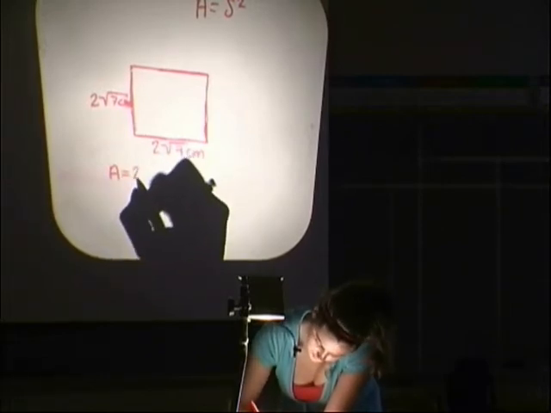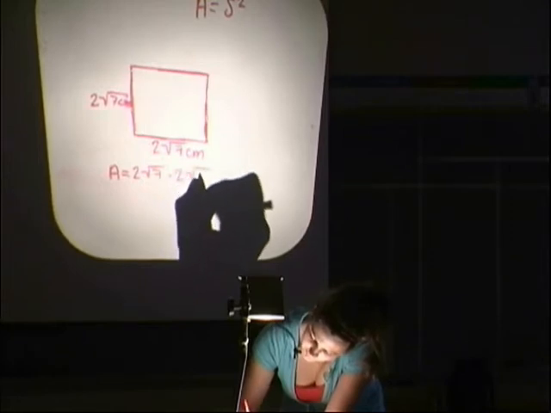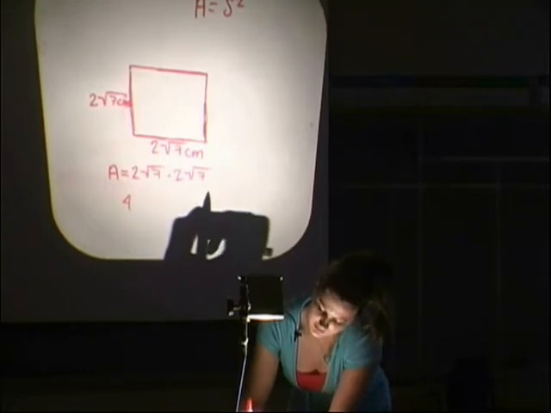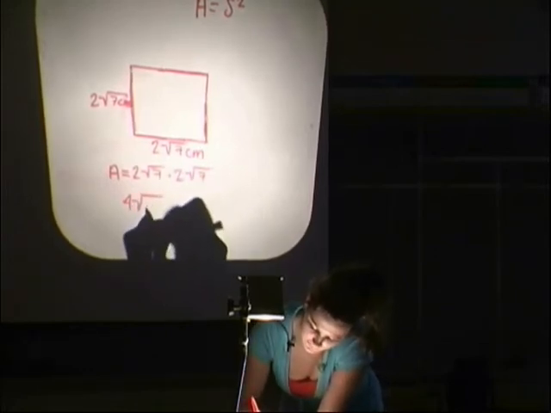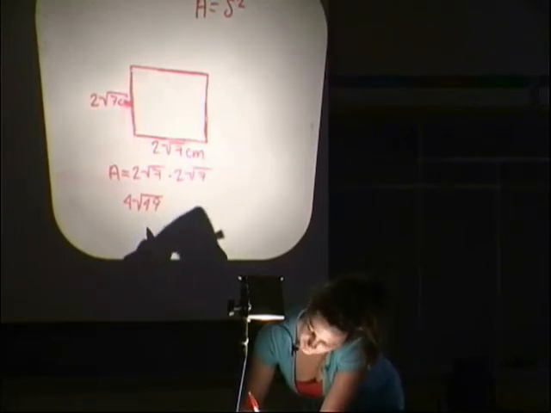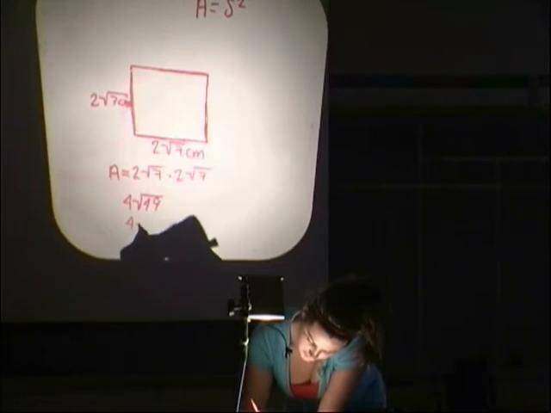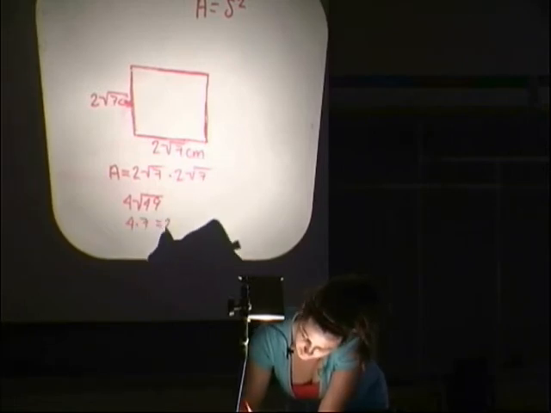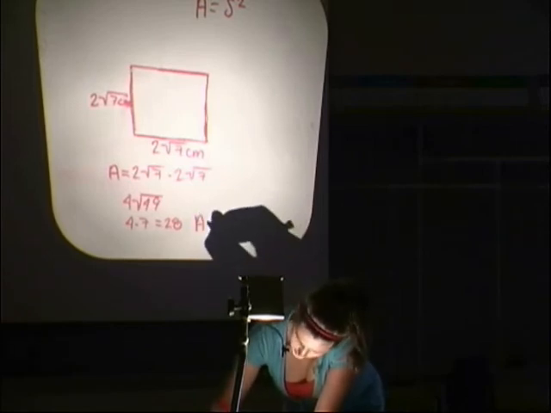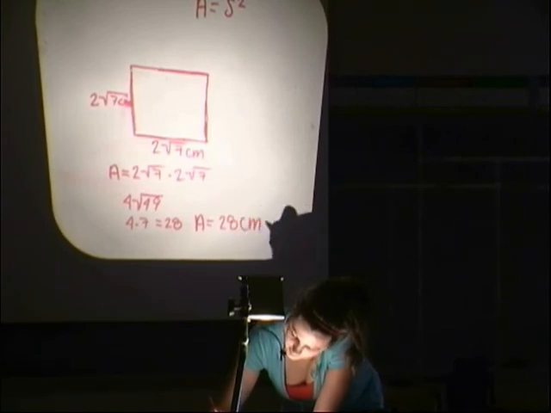The area equals 2 radical 7 times 2 radical 7. Alright, 2 times 2 is 4, and then radical 7 times radical 7 is radical 49. And radical 49 simplifies to 7, so 4 times 7 equals 28. So the area of the square is area equals 28 centimeters squared.